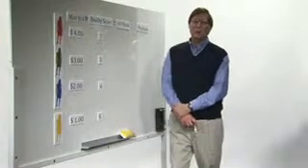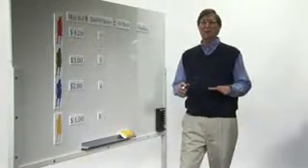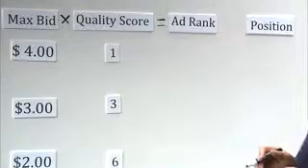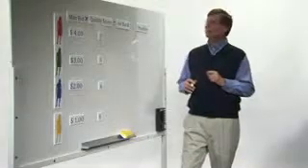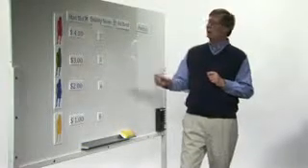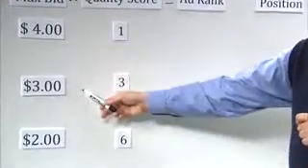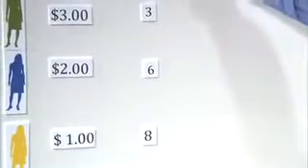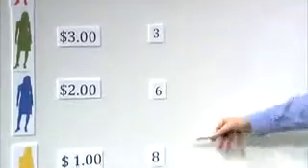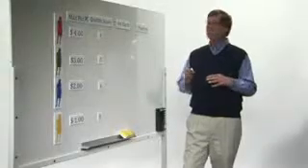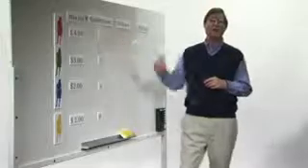So how does this quality score affect the way the auctions run? What we do is we have a concept of ad rank. And ad rank is going to be the bid of the advertiser times the quality of the ad. So in this particular example, I've got four advertisers. They're bidding 4, 3, 2, and 1. And the ads have different quality. In this case, it's a quality of 1, 3, 6, and 8. So to determine the ad rank, we just multiply those two numbers together.